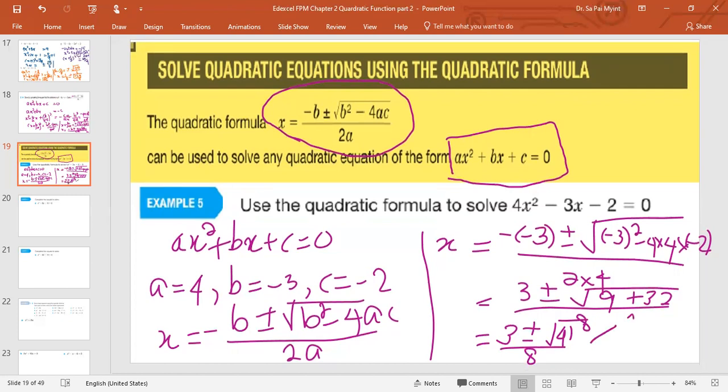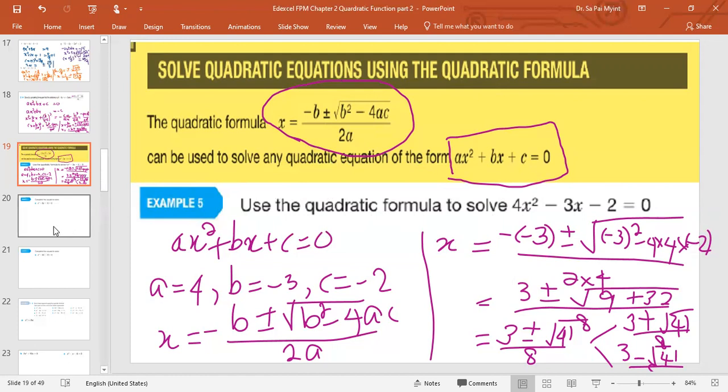There are 2 solutions because the highest power is 2. We can find 2 solutions. So what do you get? For plus: 3 plus square root of 41 over 8. And then the other solution is 3 minus square root of 41 over 8. So there are 2 solutions. This is how to solve for x using the quadratic formula.